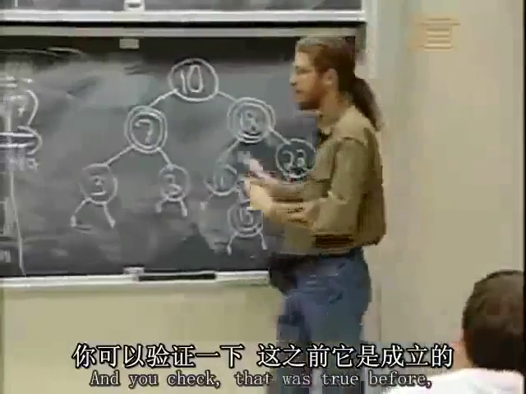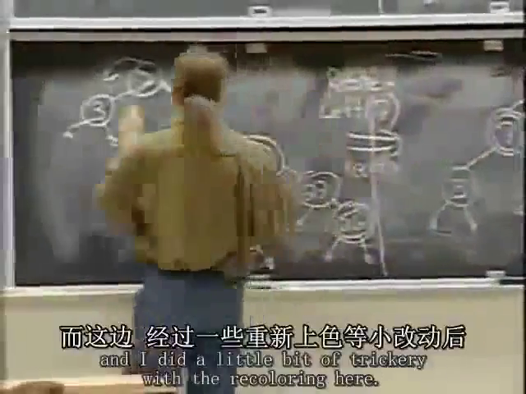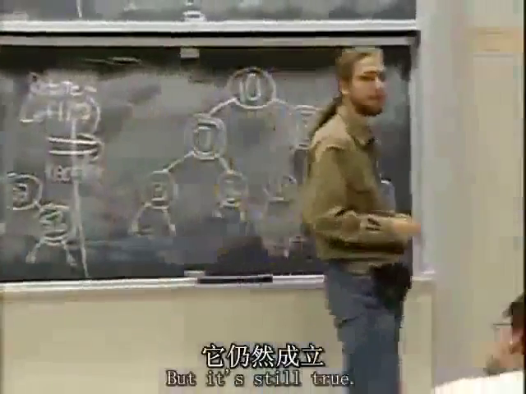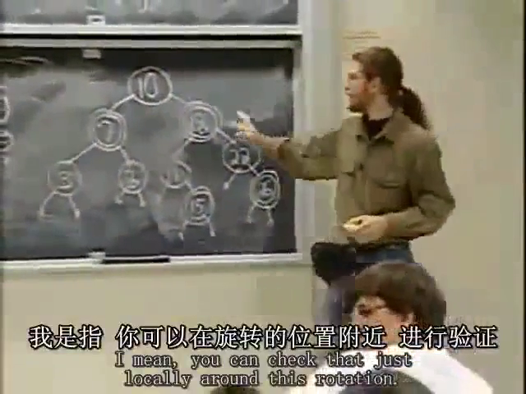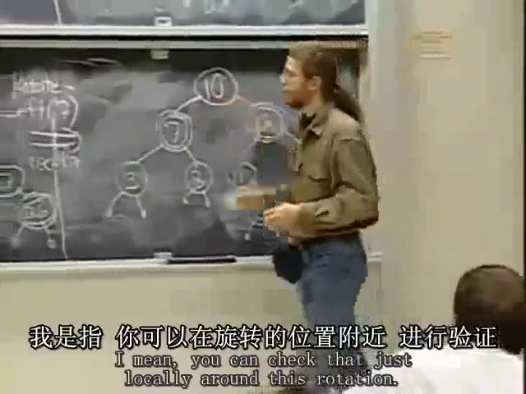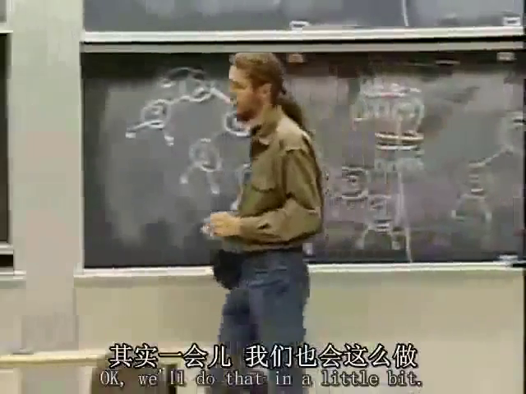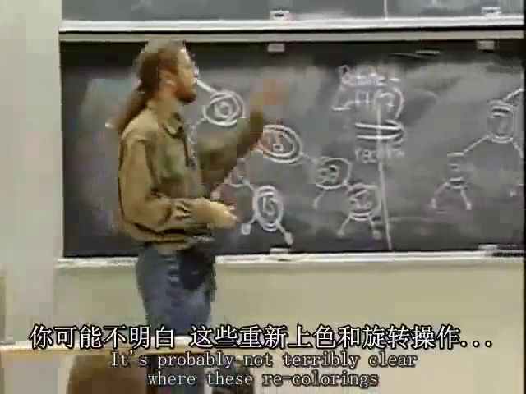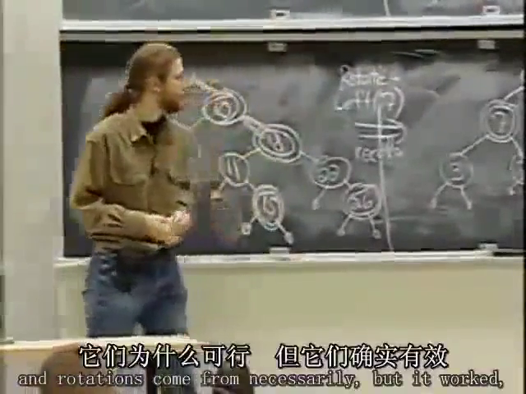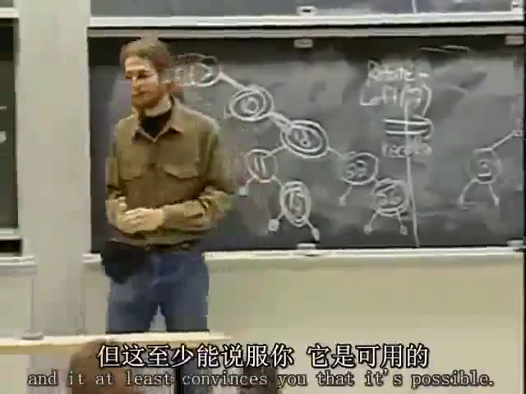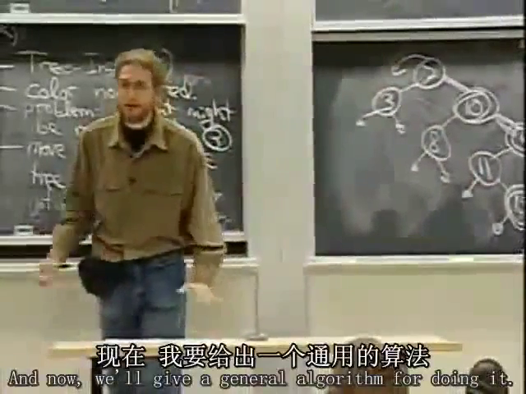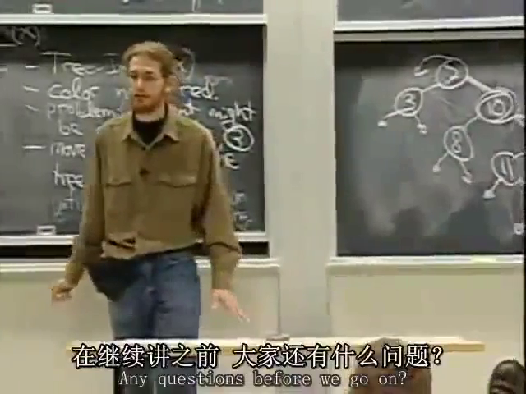And you check that was true before, and I did a little bit of trickery with the recoloring here, but it's still true. And you can check that just locally around this rotation. We'll do that in a little bit. For now, it's just an example. It's probably not terribly clear where these recolorings and rotations come from necessarily, but it worked. It at least convinces you that it's possible. And now we'll give a general algorithm for doing it. Any questions before we go on?